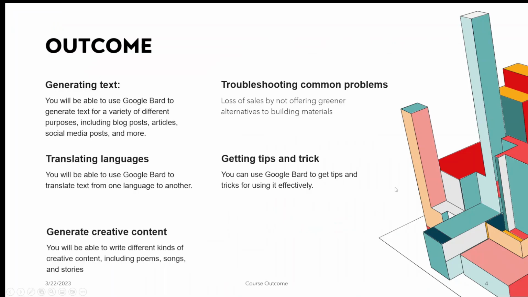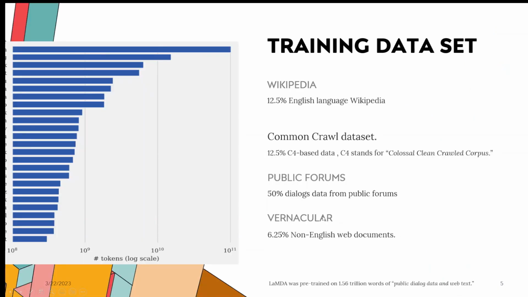After this, the next one is troubleshooting common problems. You can use Google Bard to troubleshoot problems related to your website or API or many other computing problems. And you can use Google Bard to get tips, tricks, and how to use it effectively, which relates to the term prompt engineering that we have all heard of. So we will look at how to make the best use of your prompt to get the results that are of interest to you. That's what we are going to walk through here.